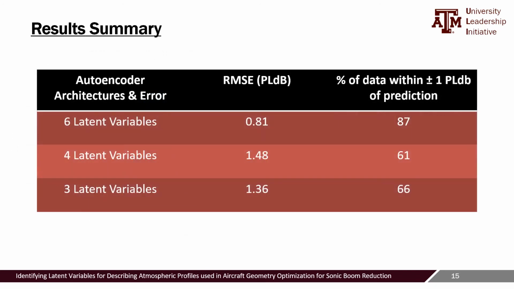Here's a table summarizing the errors from the different amounts of latent variable autoencoders. I would recommend sticking with the 6 latent variable autoencoder due to the dimension reduction and retention of an accurate representation of the original profile. The fewer latent variable autoencoders begin seeing much more error, which is expected.